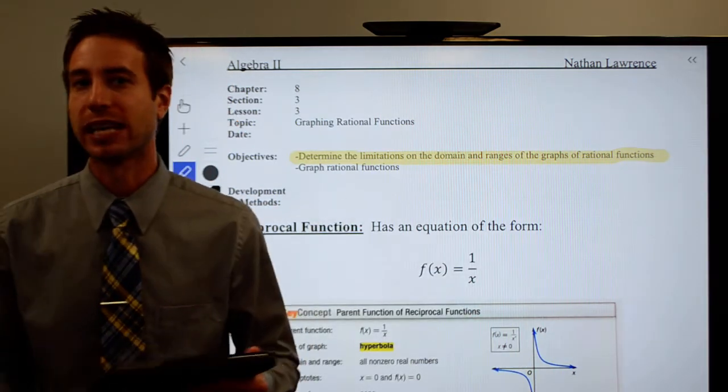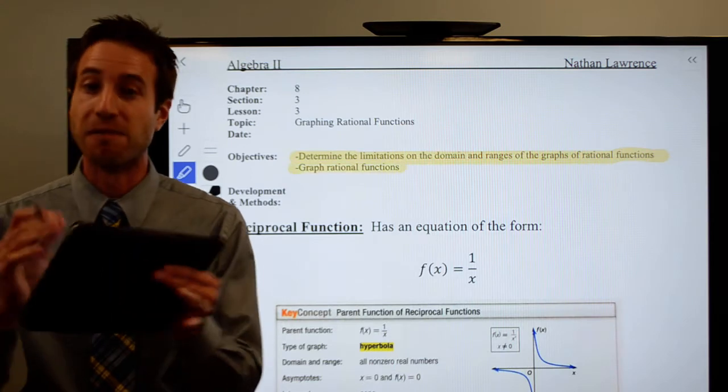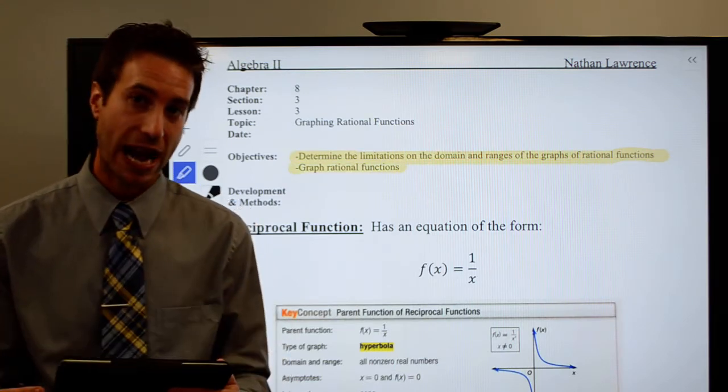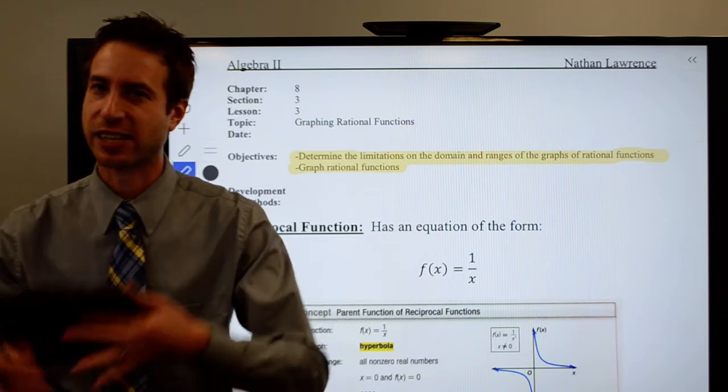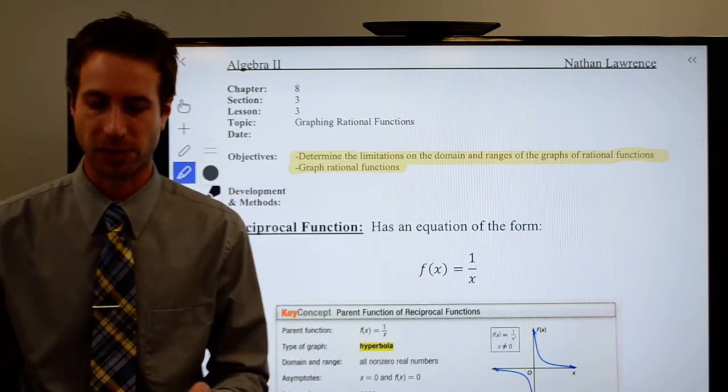And then we'll take a look at actually graphing some very simple rational functions to get us started. And then in the next couple of sections, we'll get to more and more complicated ones.